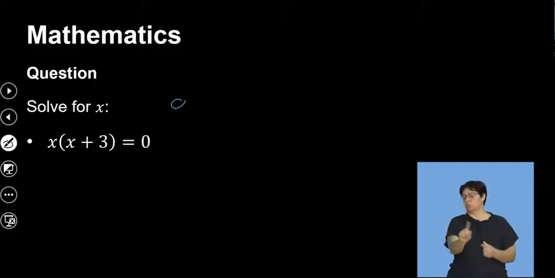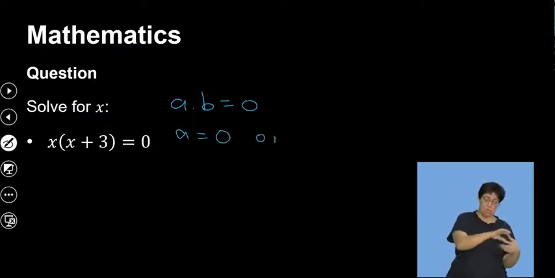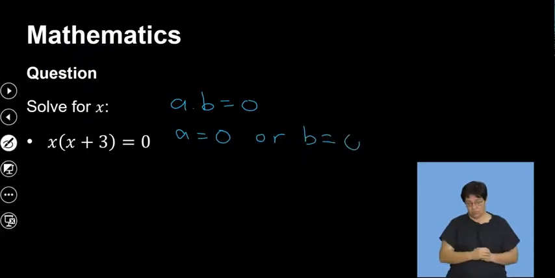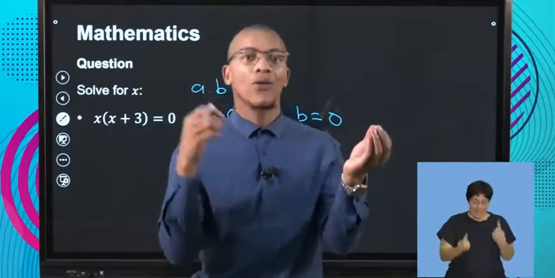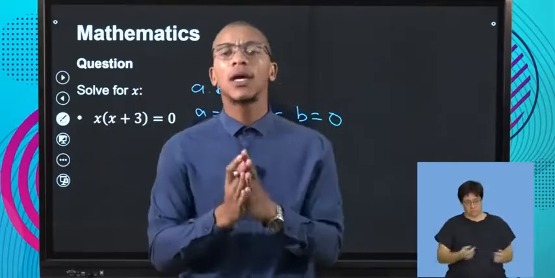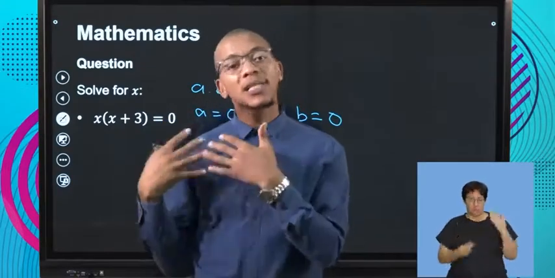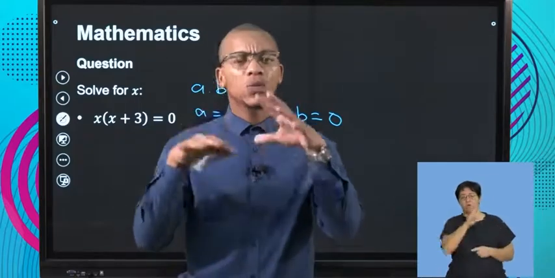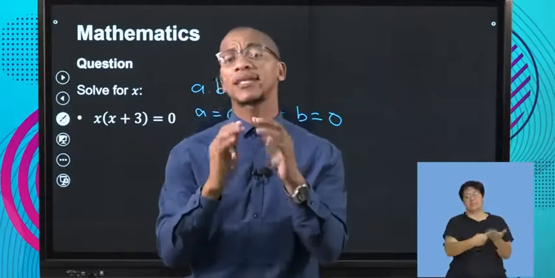So remember it said, if I have a times b is equal to 0, then my answers will be either a is equal to 0 or b is equal to 0. Now, I always get people asking me, why do we use or? It's because it's either this or that. It cannot be this and that. That wouldn't really make sense. So you choose this one or you take that one, but both of them do work, especially when it comes to a quadratic equation. But when it's a square root, then there's a different story there that we need to discuss. But we'll talk about that when we get there.